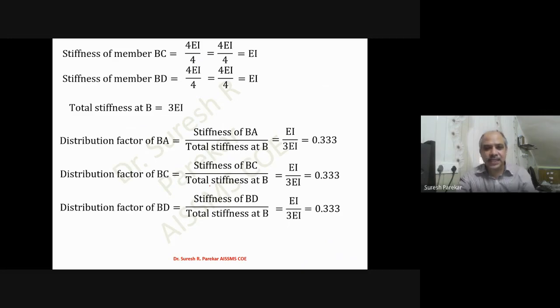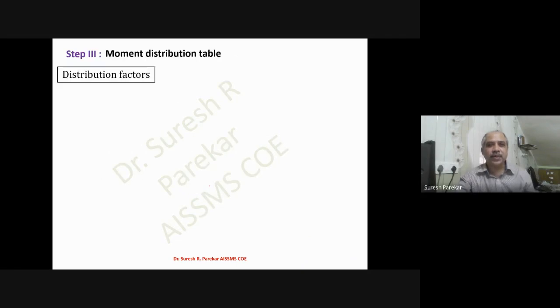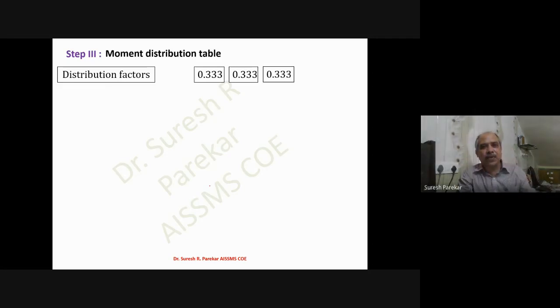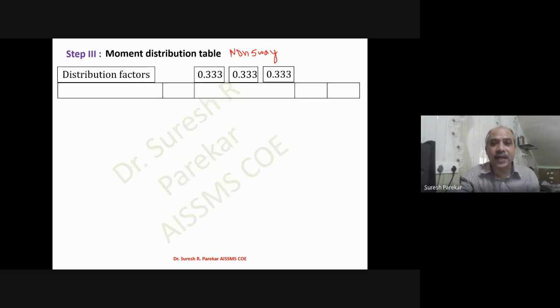Once we have these distribution factors and fixed end moments, we can go to step 3, which is the moment distribution table. If you look at this frame, we have a beam, and for this beam we have fixed supports, and therefore this is a non-sway frame, so we have only non-sway analysis. We need not go for sway analysis. As we have a non-sway frame, we will go with only one table, the table for a non-sway frame.